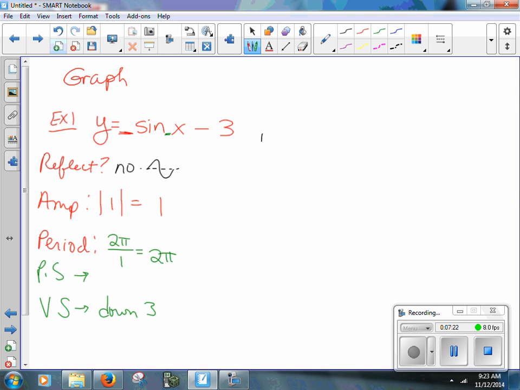So here we go. You ready for this? All right. So if it's going to move down 3, look how I made my axis real heavy on the bottom. Because if it has to move down 3, then it's got to be here, doesn't it? Immediately draw your oscillation line.